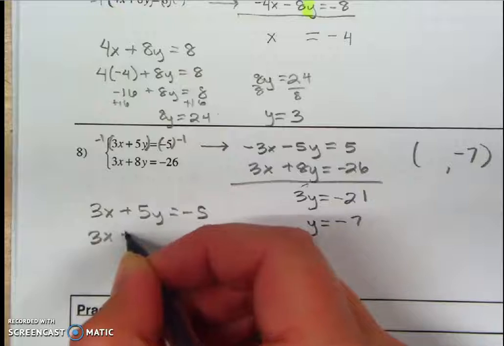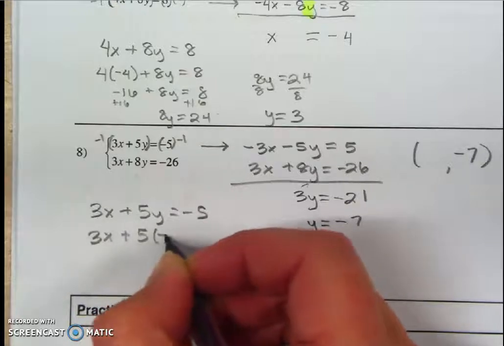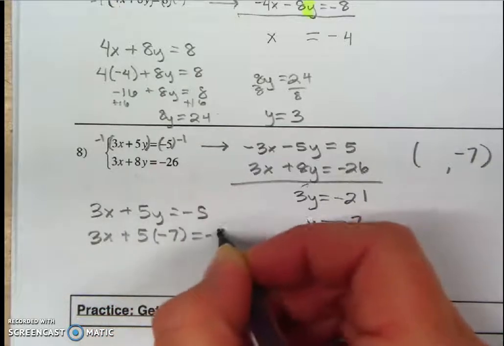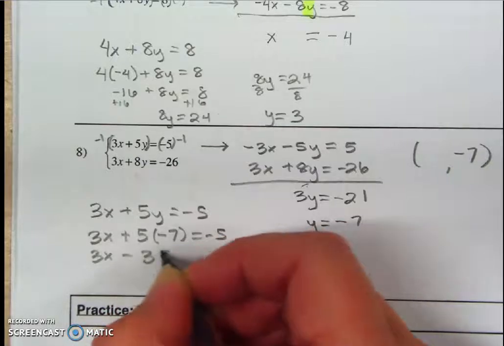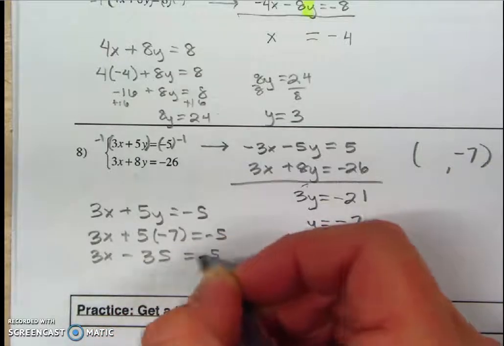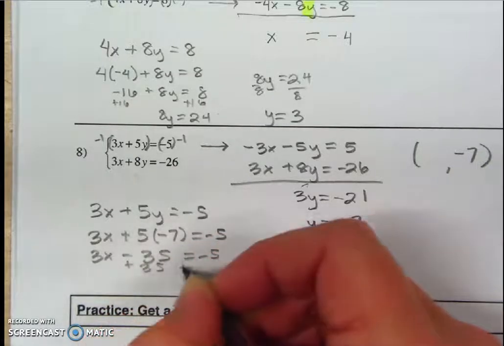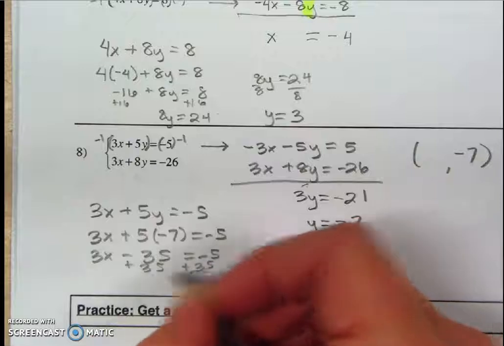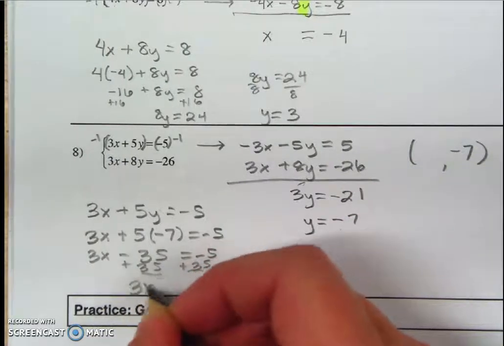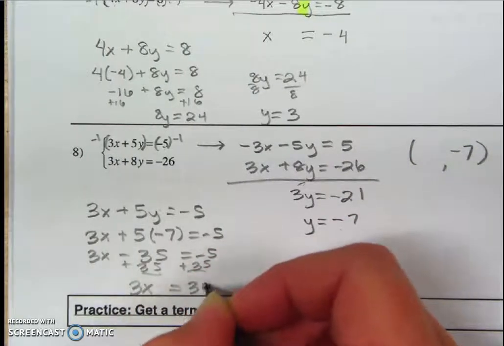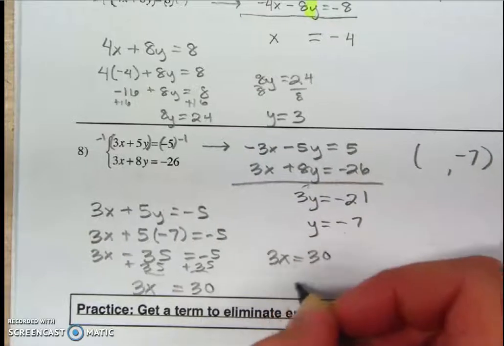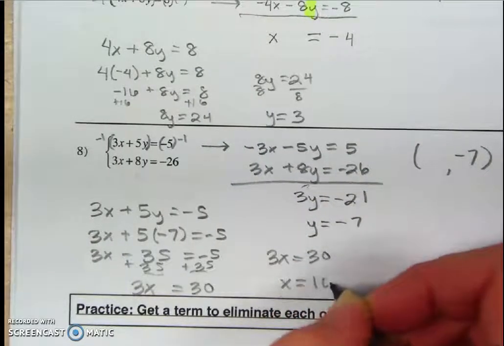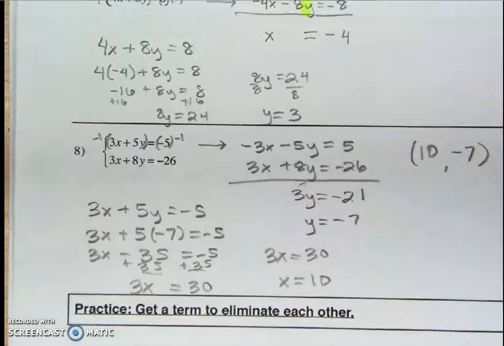So 3x plus 5 times -7 will equal -5. That means 3x minus 35 will equal -5. We add the 35 to both sides. Kind of running out of space here. I get 3x equals 30. I'm going to rewrite that over here. 3x equals 30. Dividing both sides by 3 tells me that x is equal to 10. All right, so there's my answer.